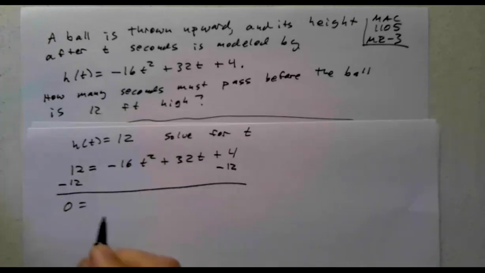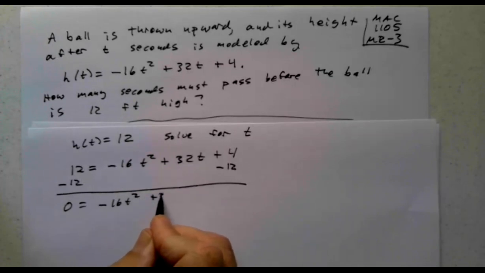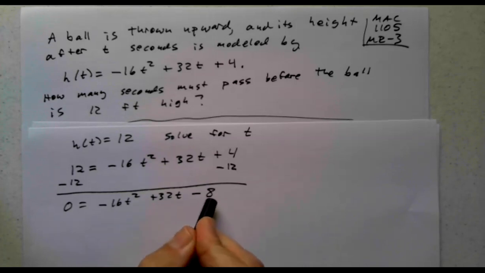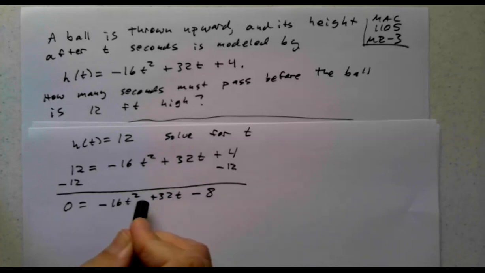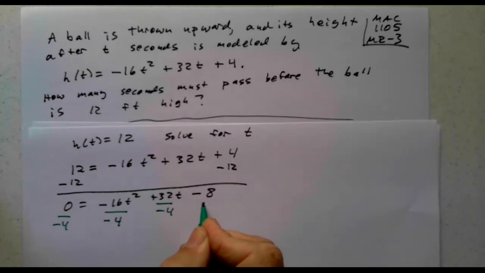So now I have 0 equals negative 16t squared plus 32t minus 8. Now, I could directly go to something like completing the square, but that's not real wise because I can simplify this significantly if I recognize that 16, 32, and 8 all have a common factor of 4. And I'm even going to make it negative 4 because that way I can start with a positive coefficient on t squared. So I'm going to divide everything by negative 4.